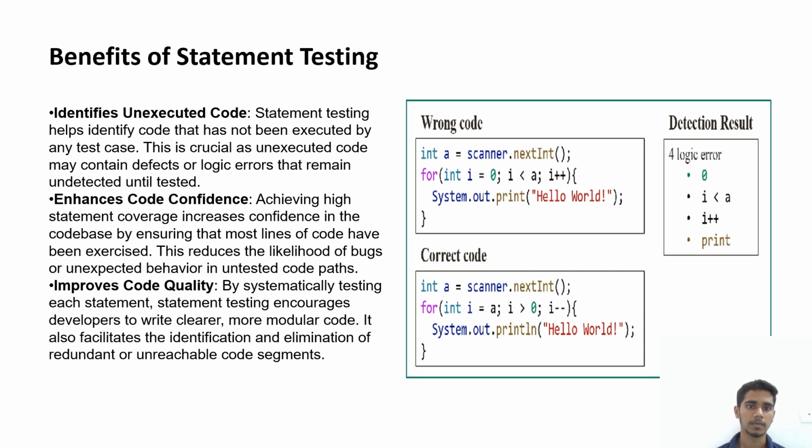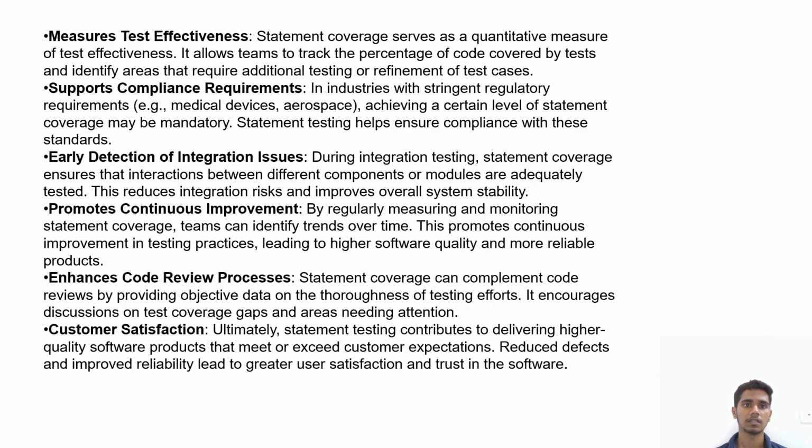Improves code quality. By systematically testing each statement, statement testing encourages developers to write clearer, more modular code. It also facilitates the identification and elimination of redundant or unreachable code segments. Measures test effectiveness. Statement coverage serves as a quantitative measure of test effectiveness. It allows teams to track the percentage of code covered by tests and identify areas that require additional testing or refinement of test cases.